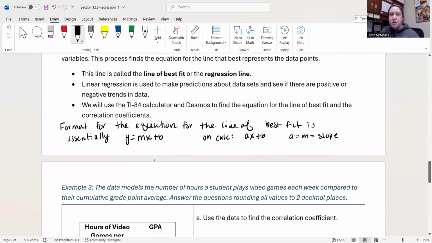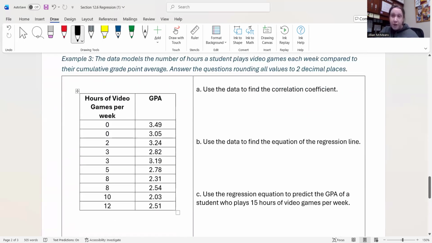All right, so let's look at 2 examples. Again, I'm going to do them both on the calculator and then again on Desmos just to make sure we have shown enough for each group of students because I have about half and half. So half of you are using the calculator, half are using Desmos. Okay. So it says, for example 3, the data in the table below models the number of hours a student plays video games each week compared to their cumulative grade point average. Answer the questions rounding all values to 2 decimal places.